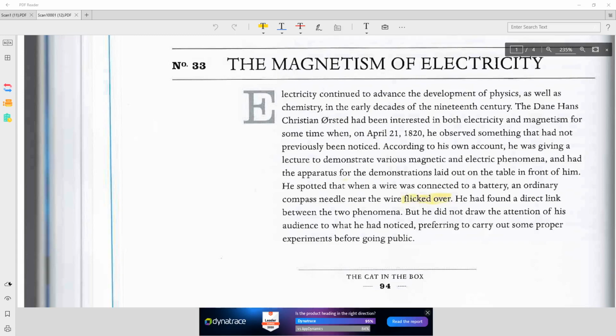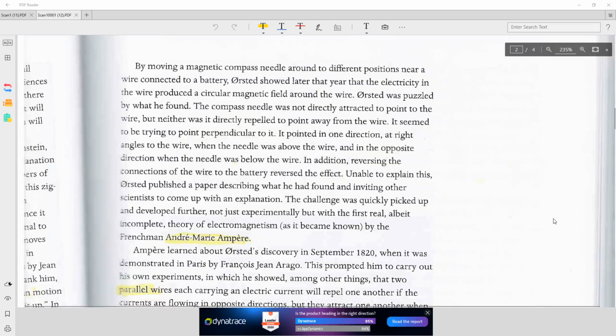He had found a direct link between the two phenomena, but he did not draw the attention of his audience to what he had noticed, preferring to carry out some proper experiments before going public. By moving a magnetic compass needle around to different positions near a wire connected to a battery, Orsted showed later that year that the electricity in the wire produced a circular magnetic field around the wire. Orsted was puzzled by what he found.